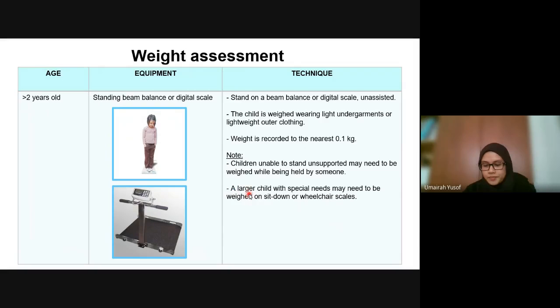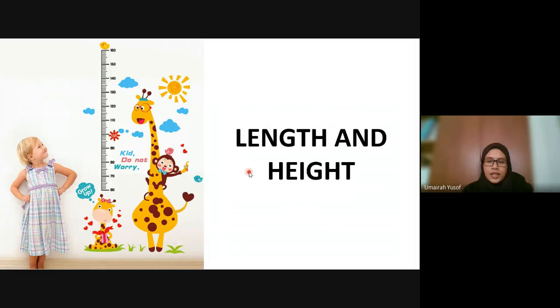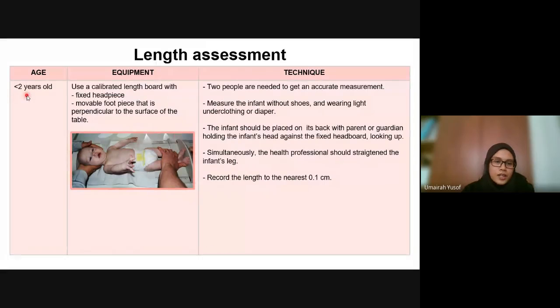Now we go to the length and height. For infants less than 2 years old, we use a calibrated length board with a fixed headpiece and a movable footpiece that is perpendicular to the surface of the table. As for the technique, 2 people are needed to get an accurate measurement, like a guardian and a doctor.